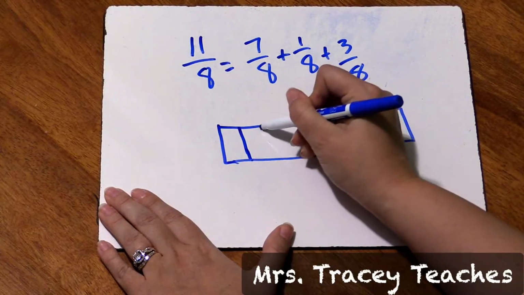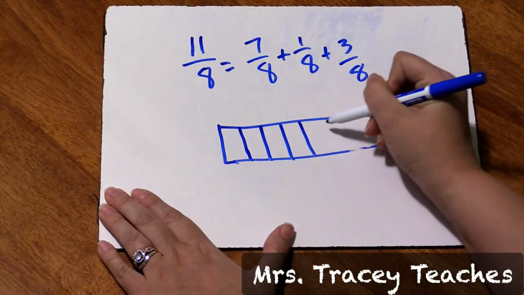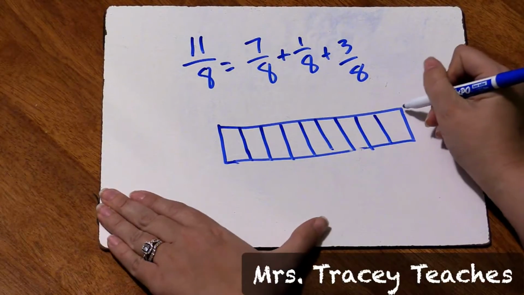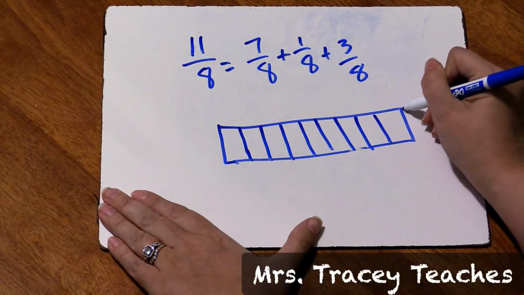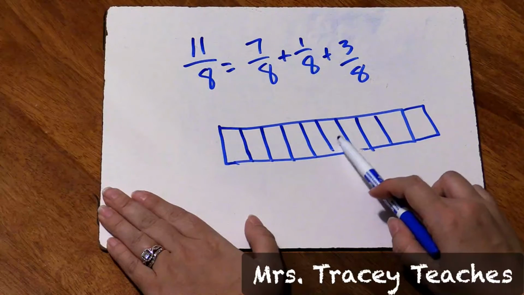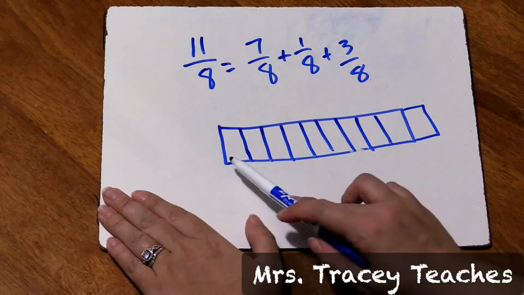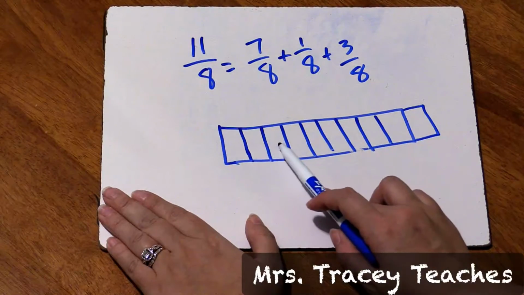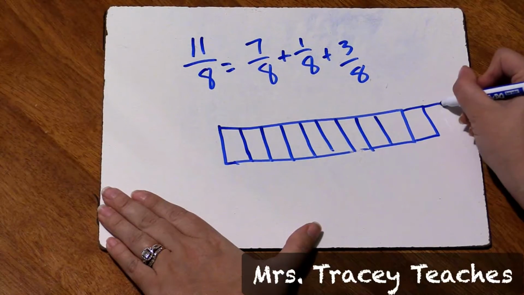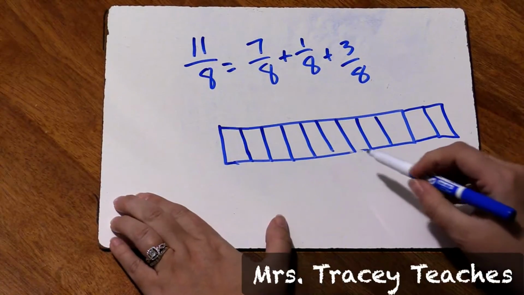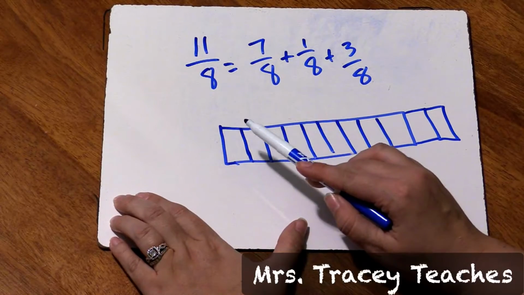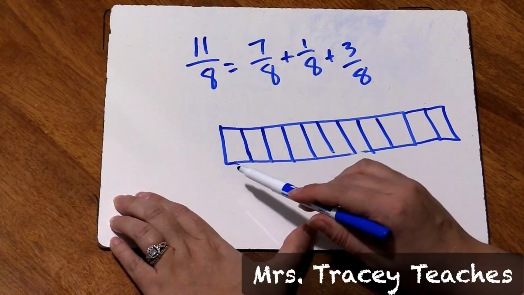1, 2, 3, 4, 5, 6, 7, 8, 9, and then I'm going to add one more, 10. So I should have 11 boxes. Let me double count. 1, 2, 3, 4, 5, 6, 7, 8, 9, 10. So I need one more, 11. And we are going to have 11/8.